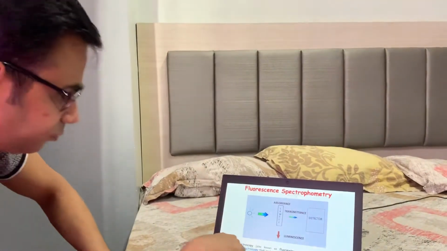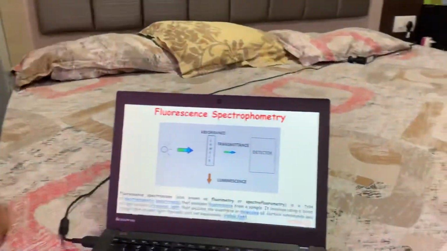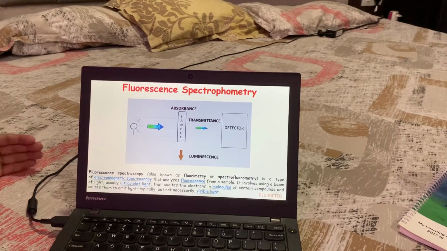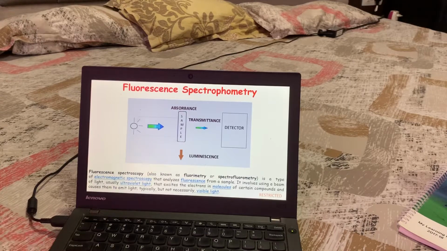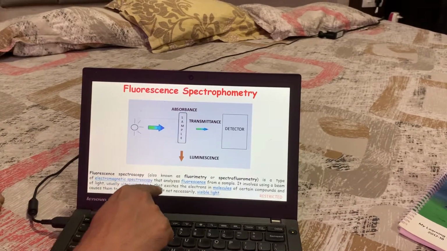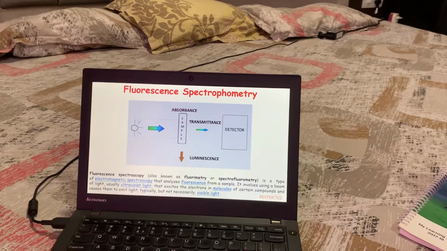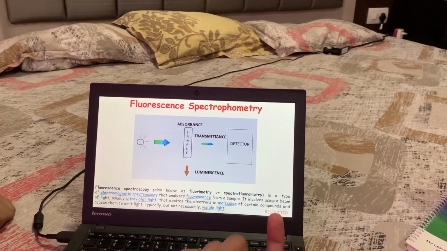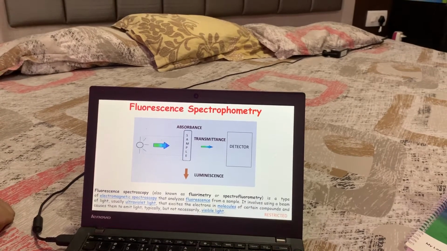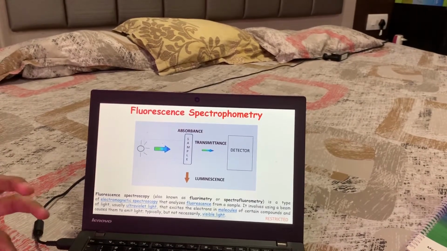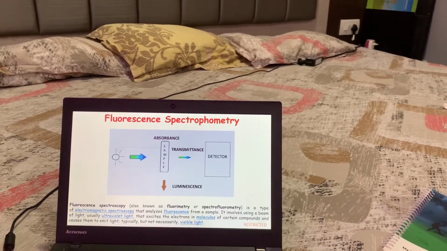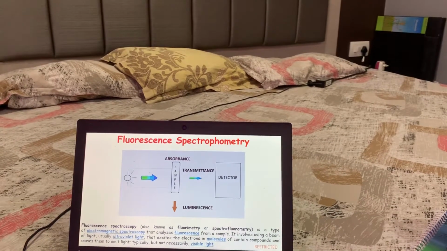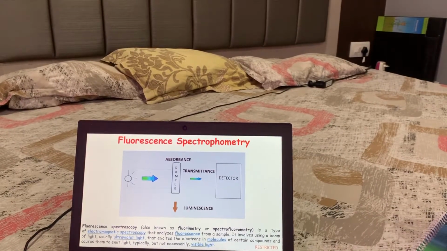So if you look here, it is simply called spectrophotometry, and it is a kind of electromagnetic spectroscopy because it also measures the wavelength changes and analyzes the fluorescence from a sample. Imagine we use a beam of ultraviolet light. What will happen? It will excite the molecules present in the sample and cause them to emit light, but not necessarily visible light.